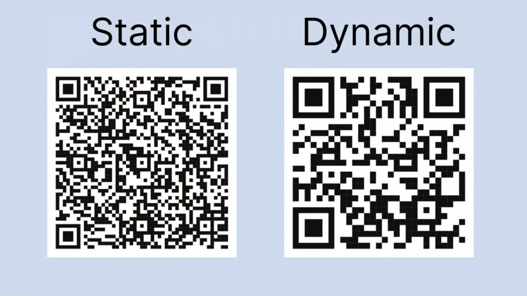Before we jump into creating your own QR code, there's one thing you need to understand: the difference between static and dynamic QR codes. This is important. A static QR code has a fixed destination. Once you generate it, the information is permanently encoded in the code itself. You cannot change it later. These are great for content that never changes, like a Wi-Fi password, a permanent website URL, or basic contact information.